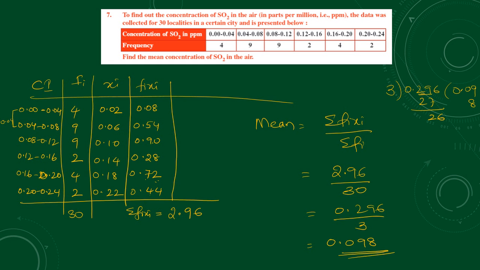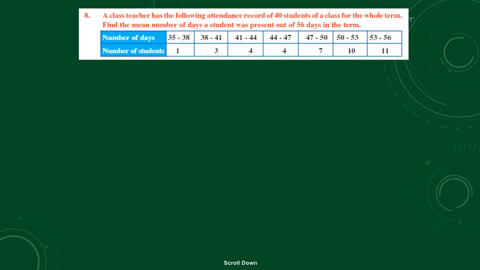Okay, so likewise we need to calculate the values. Next, moving on to one more question. Question number 8. A class teacher has the following attendance record of 40 students of a class for the whole term. Find the mean number of students present out of 56 days. So there are totally 40 students, and the sum is 40 for the 56 days he has given.